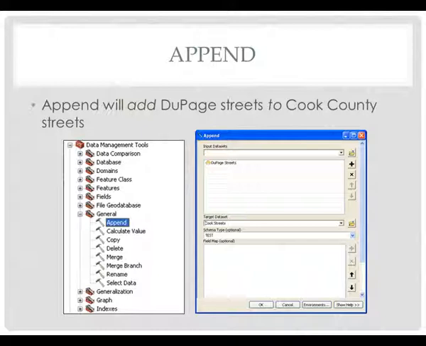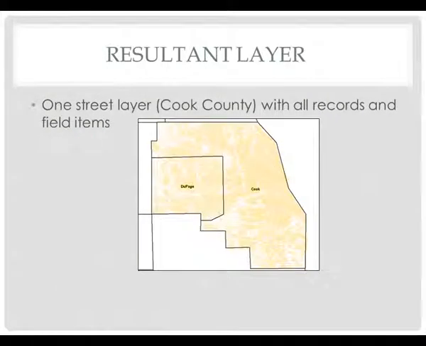Input data set would be DuPage streets. The target data set would be Cook streets. And then you would append the two together. This is found under the data management toolbox under the General tools. The resultant layer then is one street layer for Cook County with all records and field items.